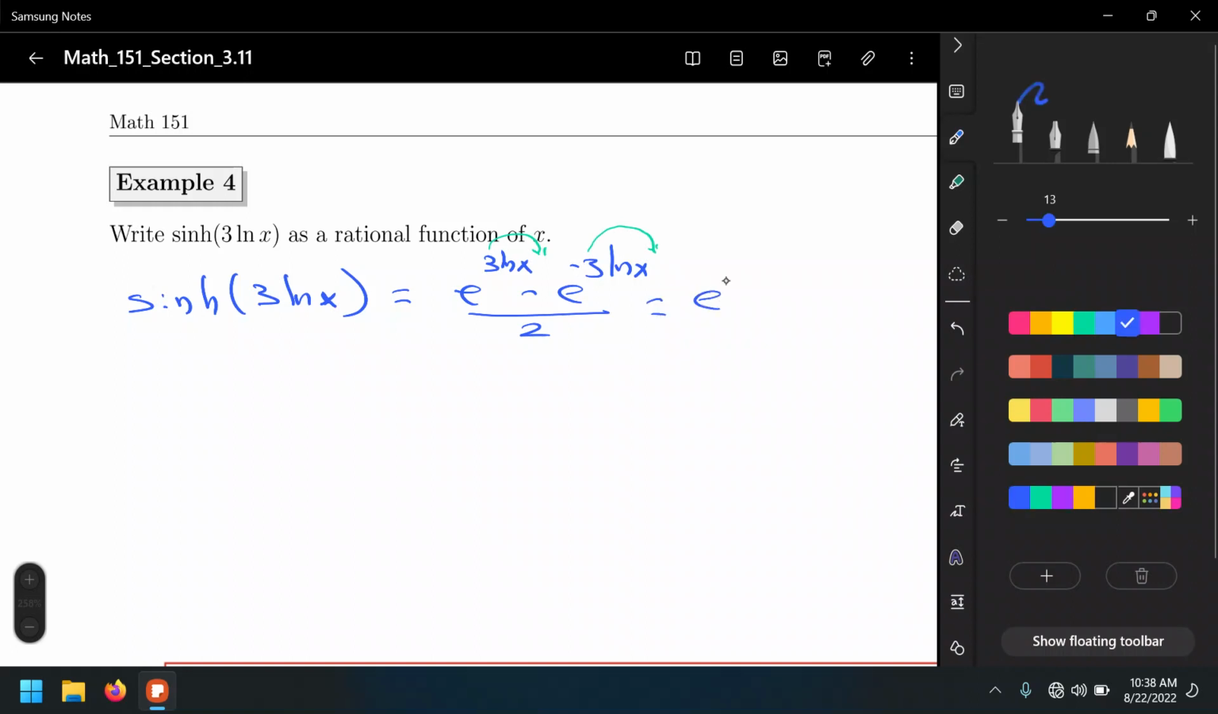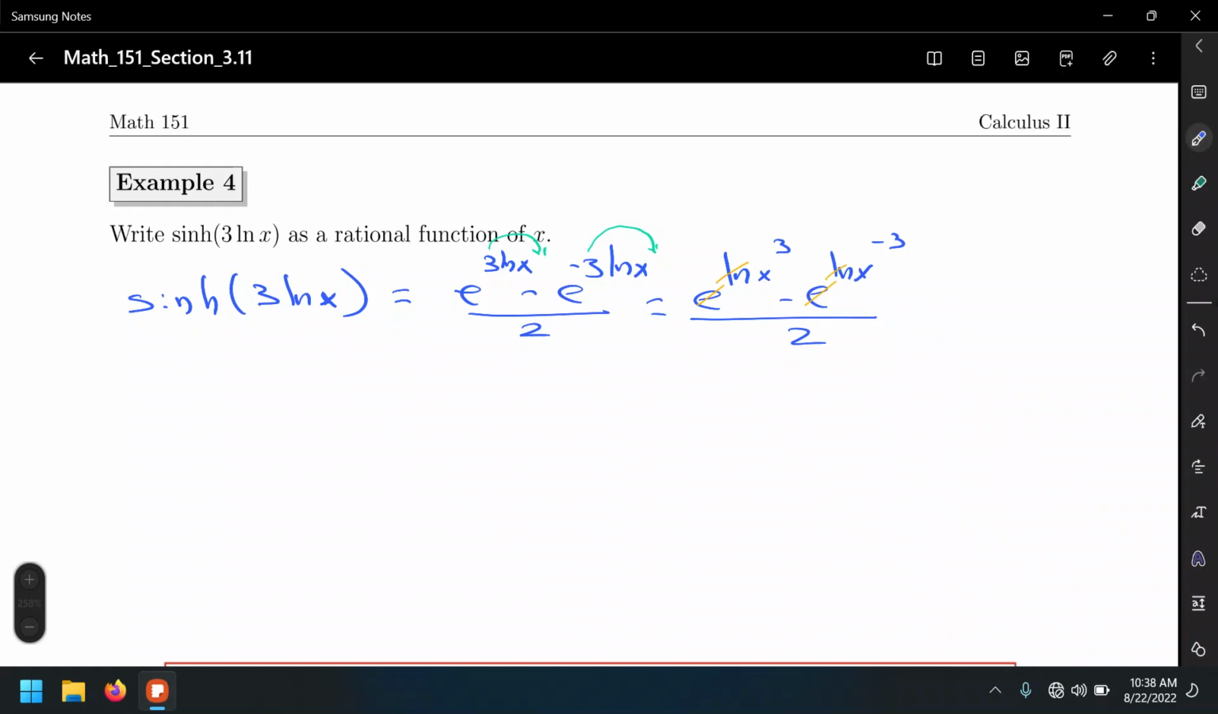All right, so let's see. This will become e to the ln of x cubed minus e to the ln of x to the negative 3, the whole thing over 2. And only then we should be able to cancel out e with ln, and this will be x cubed minus x to the negative 3, over 2.